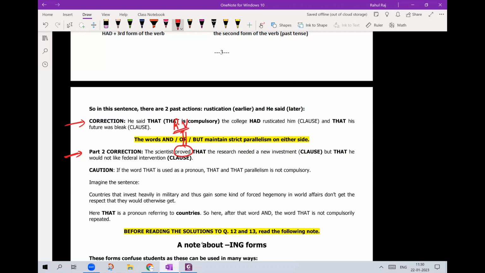So now you understand that this "that" is not a pronoun. You understand that this is followed by some sort of a reporting verb. So what is your conclusion in your head? That "that and that" parallelism is important. And what is that "that and that" parallelism? That every clause in a sentence should start with "that". So when I say the scientist proved that the research needed a new investment, but after "but" there is a second clause that is starting, but that he would not like federal intervention. So this sentence is absolutely 100% fine. Please check if anyone has any doubt.